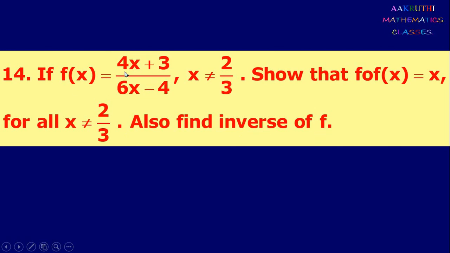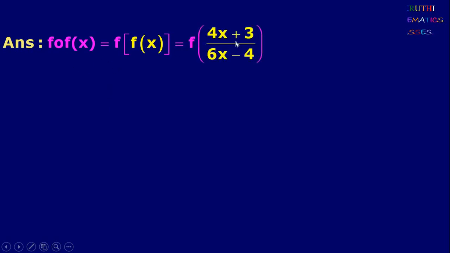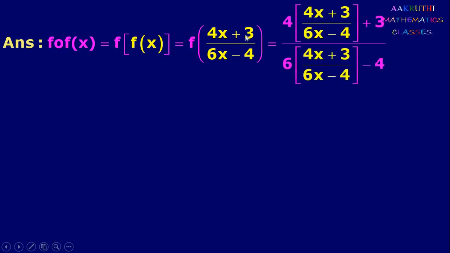Here it is given f of x is 4x plus 3 divided by 6x minus 4. You have to show that f composite f of x is x. And also you have to find f inverse. Now we consider f composite f of x. F composite f of x is f of f of x, and it is given f of x is 4x plus 3 divided by 6x minus 4. Now again it is of the form f of x. In place of x you have to write 4x plus 3 divided by 6x minus 4. So we get 4 into (4x plus 3 divided by 6x minus 4) plus 3, divided by 6 into (4x plus 3 divided by 6x minus 4) minus 4.